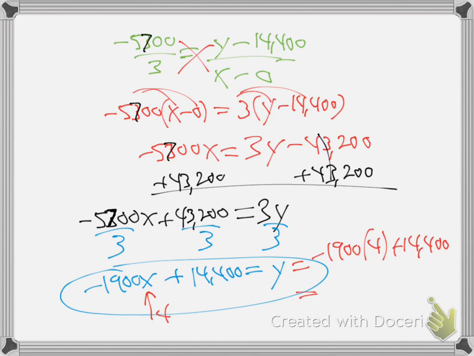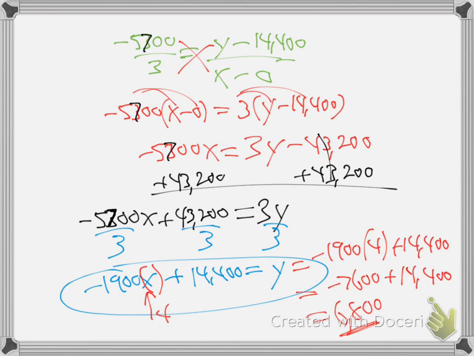1,900 times 4, which is minus 7,600 plus 14,400. And I'm getting 6,800. So the car's worth 6,800 after 4 years. That's what this formula is. You plug in the number of years old, it'll tell you how much the car's going to be worth in the future. Like how much is it going to be worth in 10 years, 20 years? You just plug into that formula, assuming that it continues linearly. We assumed it was a line, linear depreciation. So the car would be worth 6,800.